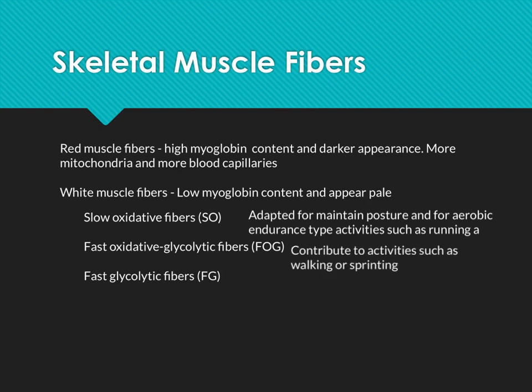And lastly, the fast glycolytic fibers are the largest in diameter. They contain the most myofibrils and have the most powerful contractions. These fibers are white. They are low in myoglobin. They have few blood capillaries, large amounts of glycogen, and generate ATP mainly by glycolysis. They contract strongly and quickly. They are fast twitch fibers.